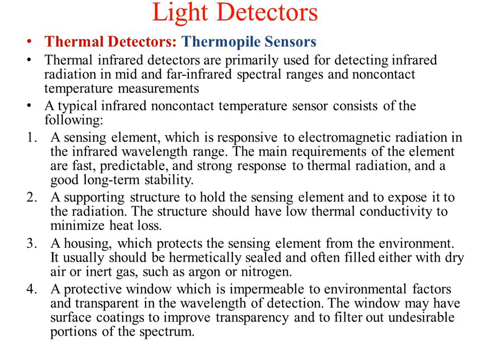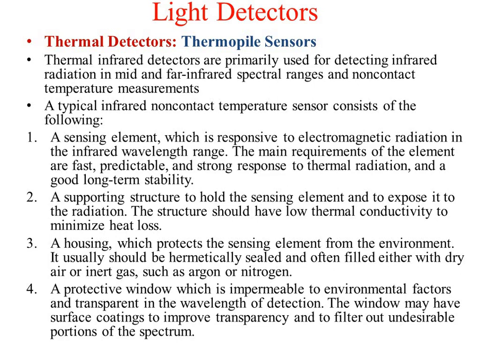We have seen that light has two ranges. First one is ultraviolet to mid infrared, and the second is mid infrared to far infrared. So when you go for far infrared, you have to use these thermal detector types of sensors for light detection. Thermal infrared detectors are generally used for detecting infrared radiation in the mid to far infrared spectral range, and for non-contact temperature measurement. Why is it non-contact? Because the temperature is very high, so you have to use a non-contact type of sensor.